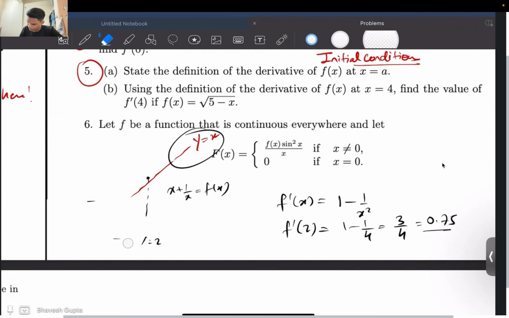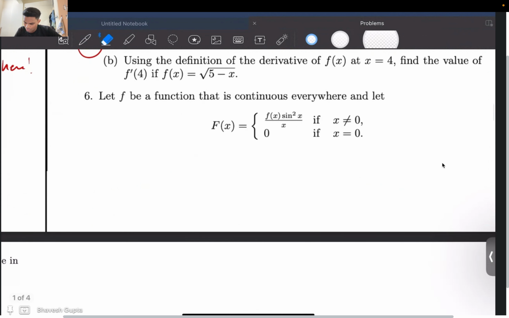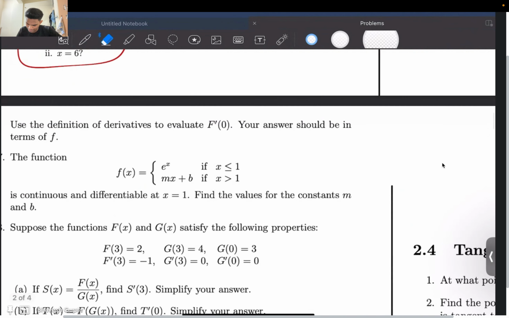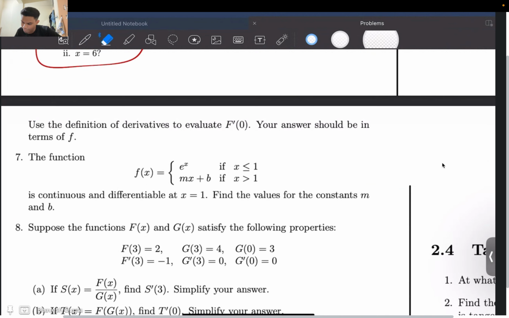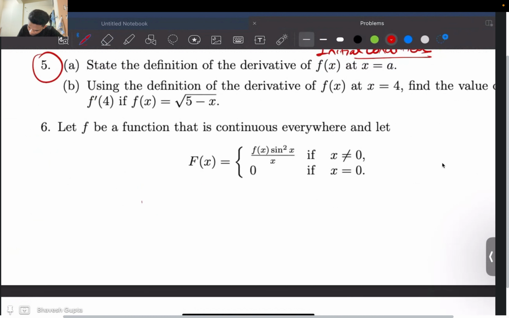I'm erasing this, okay? Today itself I will upload this video on YouTube so that you can refer back whenever you want. So let f be a function that is continuous everywhere. Let's use the definition of derivative to evaluate this. So you have to evaluate this using the definition. It's easy, right? At 0, right? Okay.